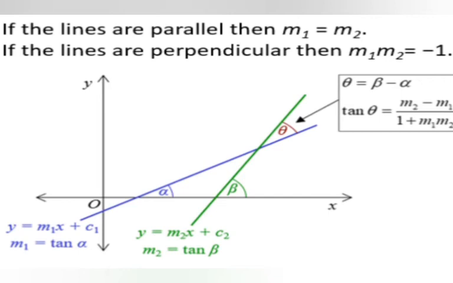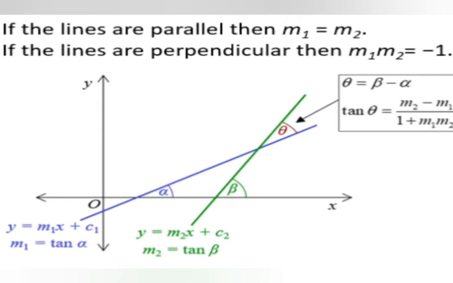Now notice that there's an angle between the x-axis and the straight line. For the blue one it is alpha. We can also use that angle to find the gradient of that line. So m1 is tan alpha. So tan alpha is an alternative method of finding the gradient of a straight line.